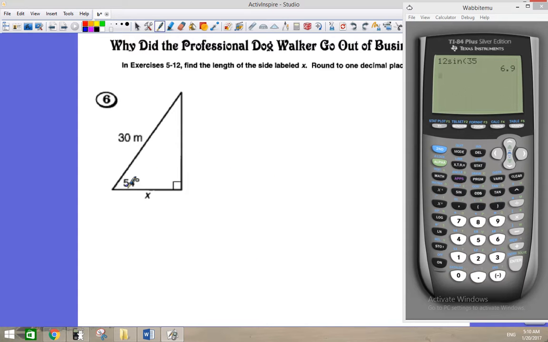So with respect to the 54, the adjacent side and the hypotenuse, well, that's the cosine. So the cosine of 54 degrees is the adjacent side, which I'm trying to figure out that length, x, divided by the hypotenuse. If I multiply both sides of this equation by 30, then I have solved for x.